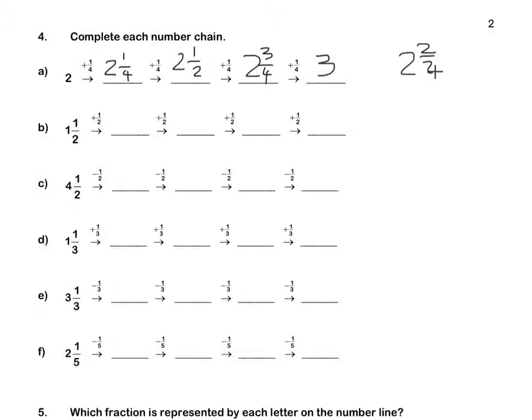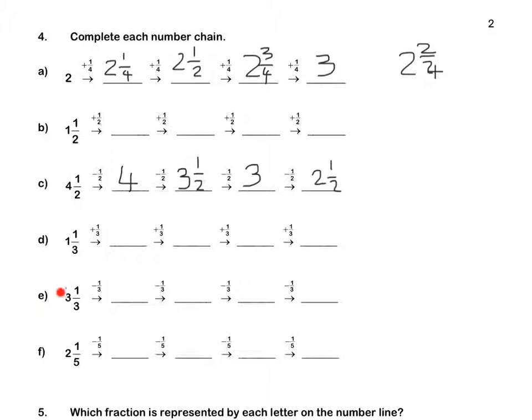Let's look at C. 4 and a half minus a half is 4. 4 wholes minus a half, we will be left with 3 wholes and a half. Minus a half will give us 3 wholes, and 3 minus a half will be 2 and a half.